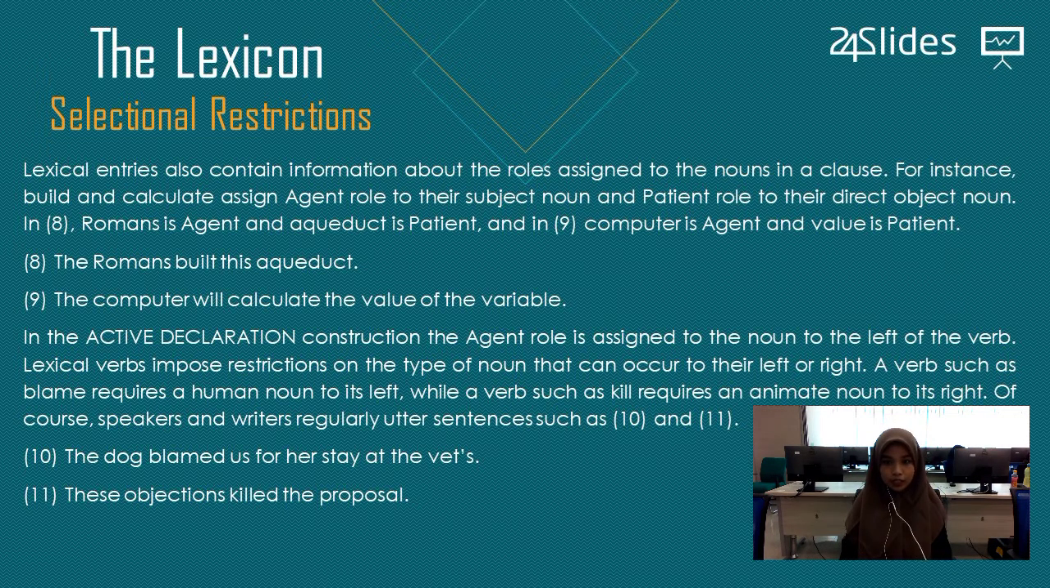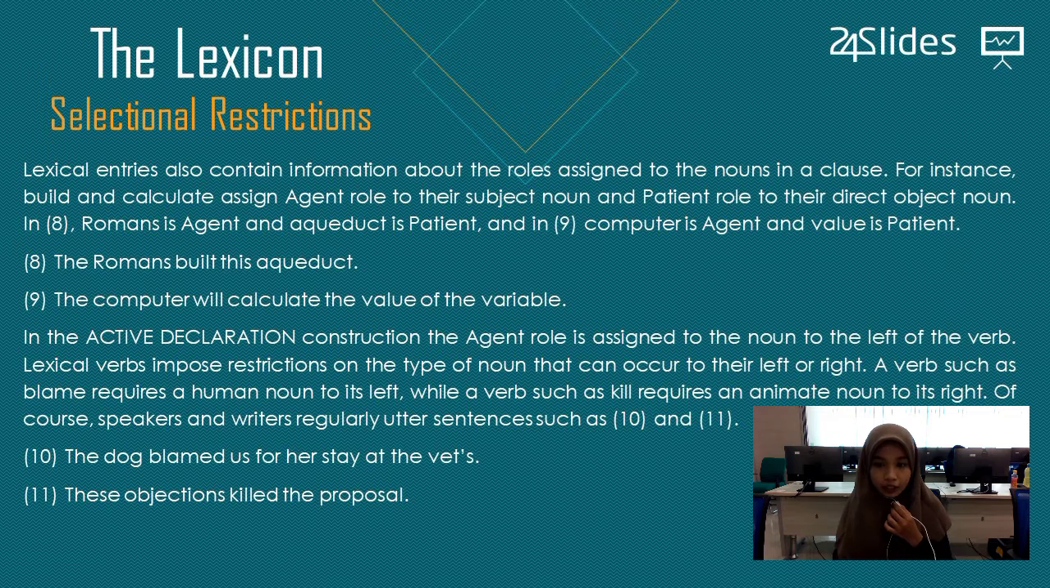Jadi lexical entries itu juga berisi informasi tentang peran yang diberikan pada kata benda dalam sebuah klausa. Agen di sini sebagai subjek dan patient di sini sebagai objek atau noun. Seperti contohnya, the romance built this aqueduct. Di sini romance sebagai agen dan aqueduct sebagai patient. Seperti itu. The computer will calculate the value of variable. Jadi computer sebagai agen dan value sebagai patient.